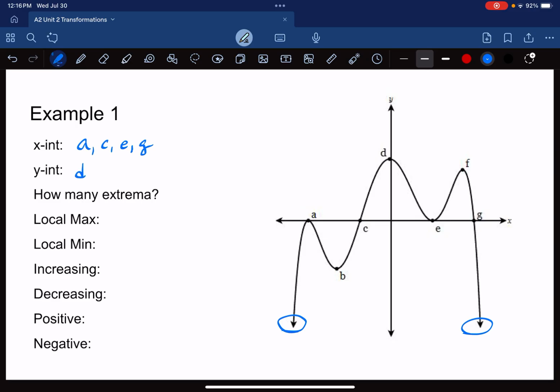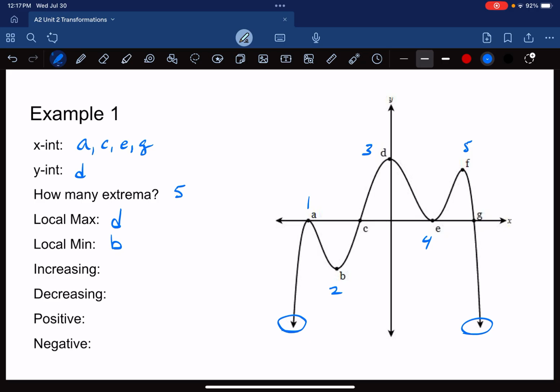Okay, so the extrema are the peaks and valleys. So count the peaks and valleys here. Here's 1, 2, 3, 4, and 5. So this graph has 5 extrema. Which one of those is the maximum of those 5? Well, it looks like D is just a little bit higher than F, so we're going to say that it's D. And then the local minimum would be the lowest point of those 5, and that, I believe, is B.